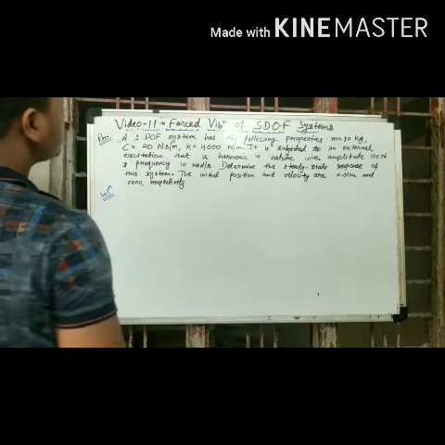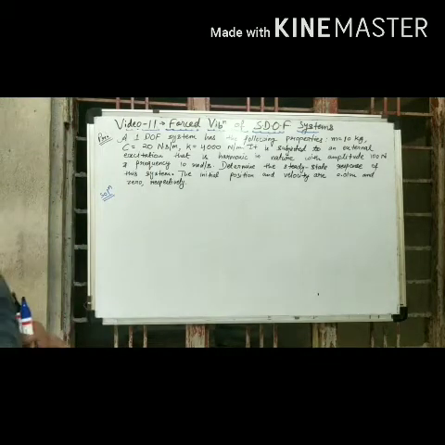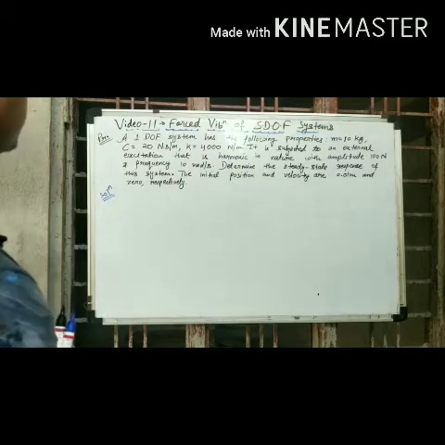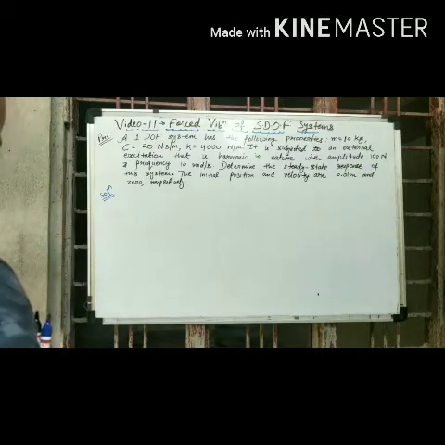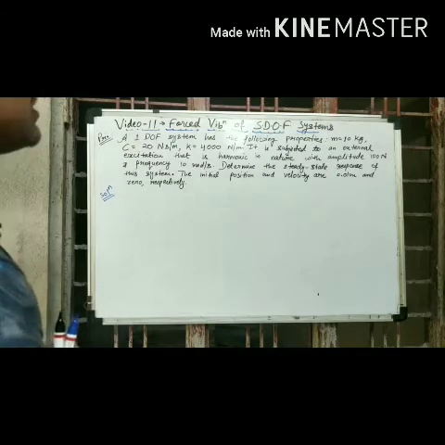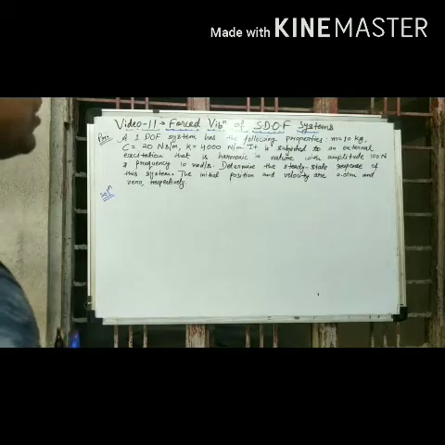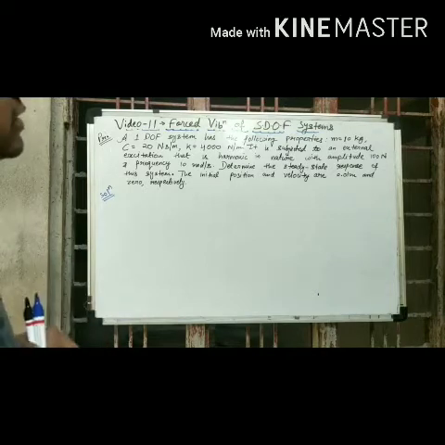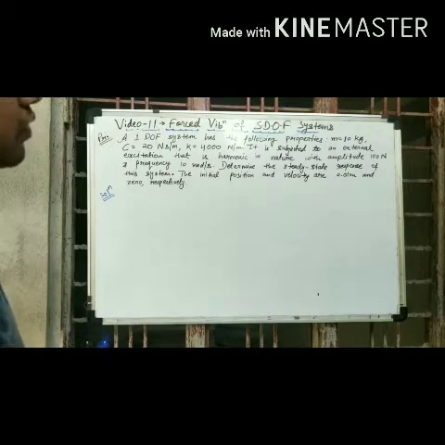In the problem, they are asking that a one degree of freedom system has the following properties. Mass m equals 10 kg, damping coefficient C equals 20 Newton second per meter, and spring stiffness K equals 4000 Newton per meter. It is subjected to an external excitation that is harmonic in nature with amplitude 100 Newton and frequency 10 radian per second. Determine the steady state response of this system. The initial position and velocity are 0.01 meter and 0 respectively.